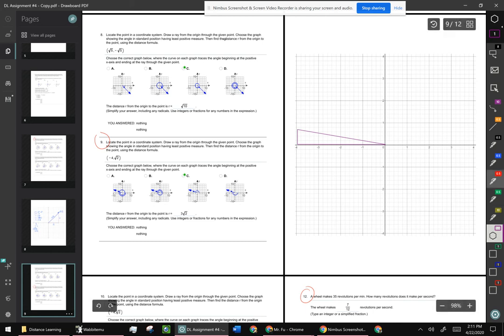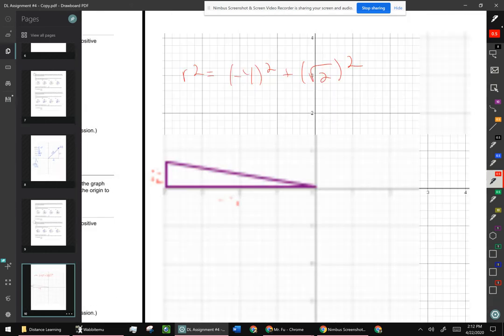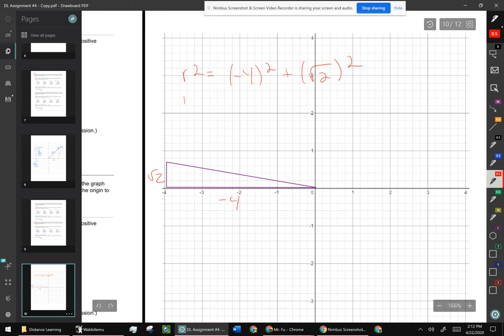And now we need to do Pythagorean theorem again. So let's see, r squared equals -4 squared plus root 2 squared. Let me zoom in a little bit. R squared equals, that's going to be 16 plus root 2 squared is just a 2. Okay, because root 2 times root 2 is root 4, and square root of 4 is 2. And you get r squared equals 18, which means r is equal to square root 18.